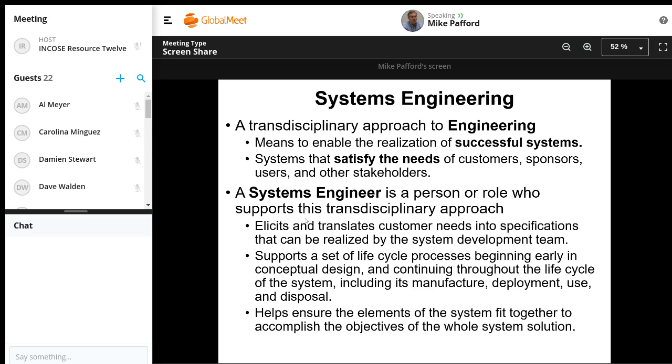And we say that the systems engineer supports a set of life cycle processes beginning early in the conceptual design, continuing throughout the life cycle of the system, including its manufacturing, deployment, use, and disposal. And we also say that systems engineers are supposed to help ensure the elements of a system fit together to accomplish the objectives of the whole system solution.